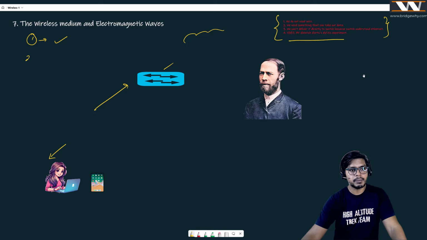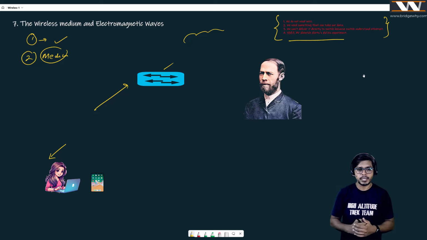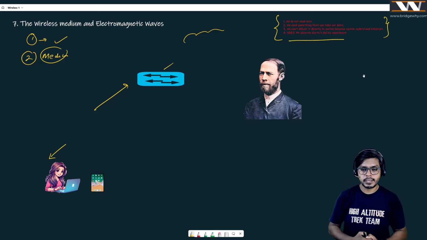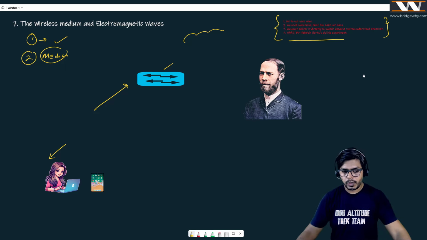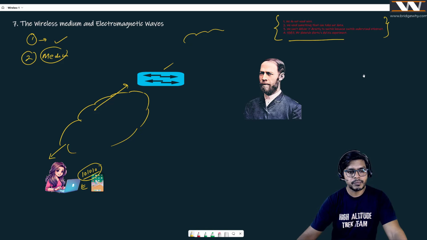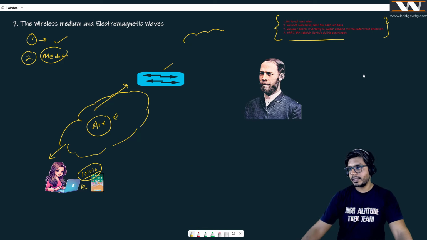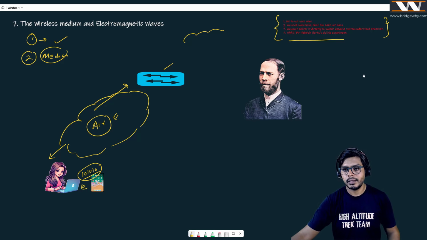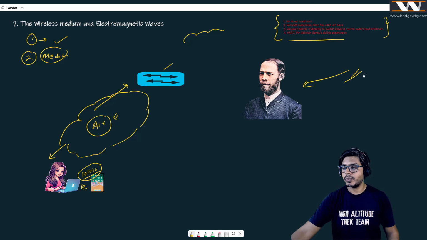The second thing is the medium, and Anjali is here to understand each and everything of this medium because she wants to be a good wireless engineer, right? And the problem was how Anjali is going to send these 10101010, whatever her laptop has generated, over this wire, over this medium, which is nothing but filled with air. And believe me, this problem was solved by this guy, not now.